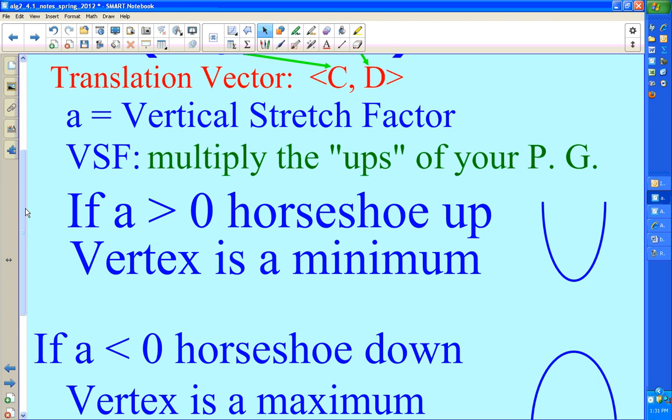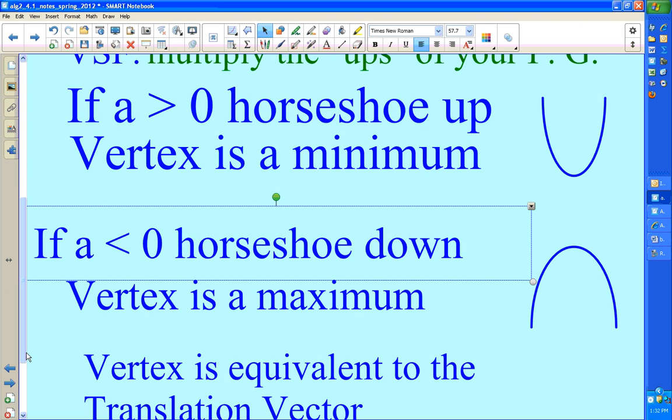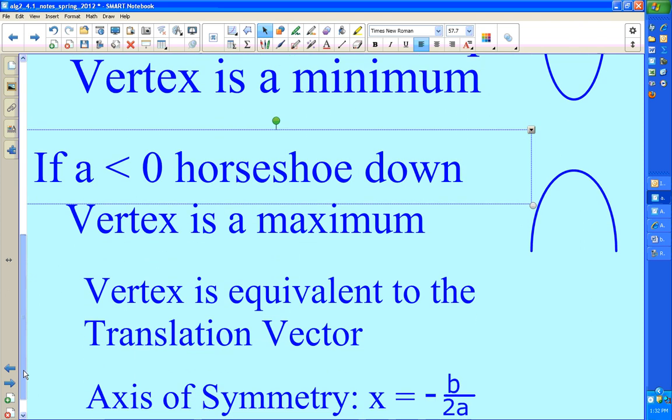Now remember, your vertical stretch factor for a parabola, just like absolute values, if it's positive, it's going to open up. Guaranteed. And if the vertical stretch factor is negative, it's going to open down like a frown. If it's positive, it opens up like a smile. If it's negative, it's opening down like a frown or a rainbow.